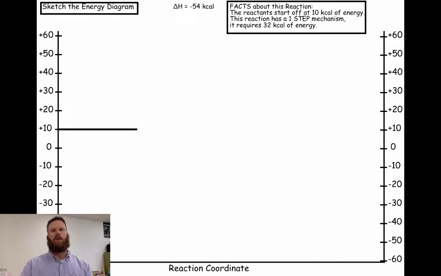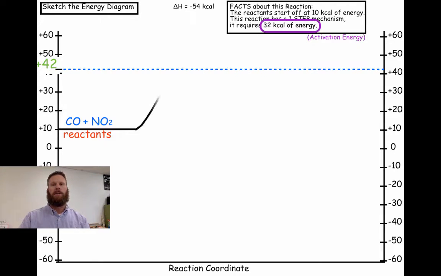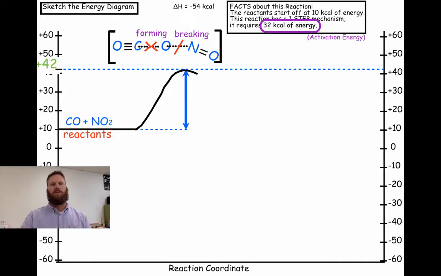Let's start by drawing a horizontal line at 10 kcals for the reactants, CO and NO2. In order for products to form, the reactants need to increase in energy by 32 kcals. This is the activation energy for the reaction. This means the hill or hump of the energy diagram occurs at 42 kcals. The peak represents the activated complex. When a molecule of CO and NO2 collide appropriately with 42 kcals of energy, the activated complex will form.